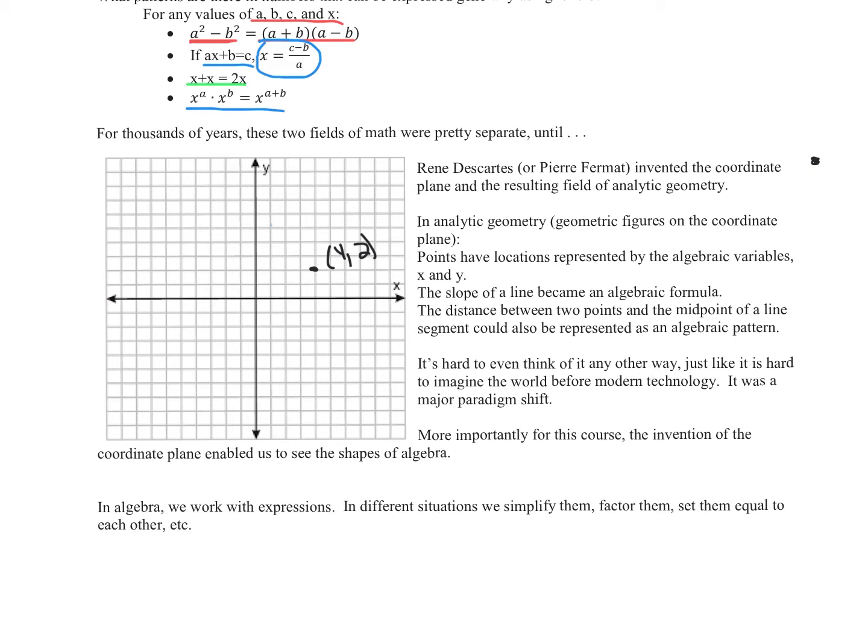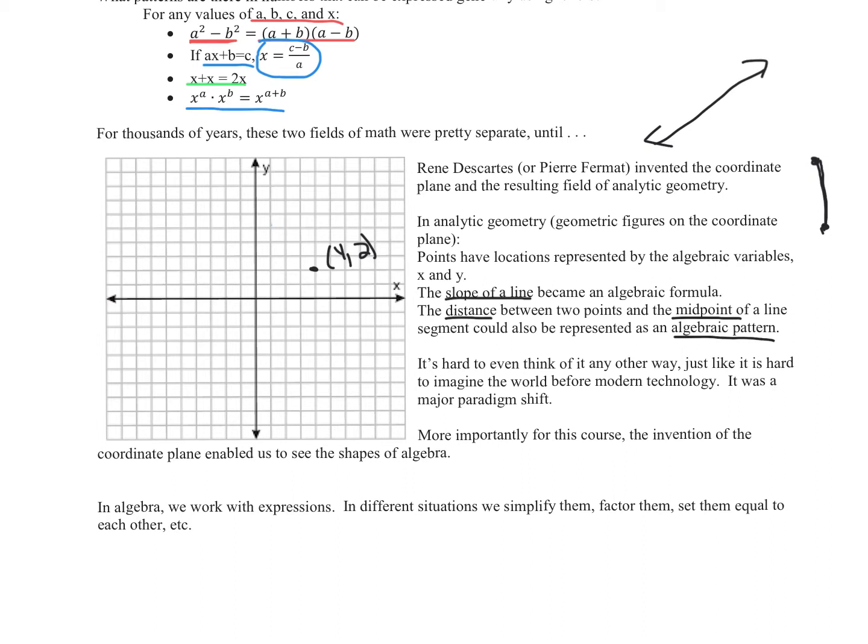Once we had points on the coordinate plane, we could express the slope of a line. Lines are another huge part of geometry, right, as an algebraic formula: y2 minus y1 over x2 minus x1. The distance between 2 points. So in geometry, we talk about distances between points. Before analytic geometry, they were just kind of like out there in space. Now we can put them on a graph, and we also have formulas for distance and also midpoint, and those can be represented as algebraic patterns.